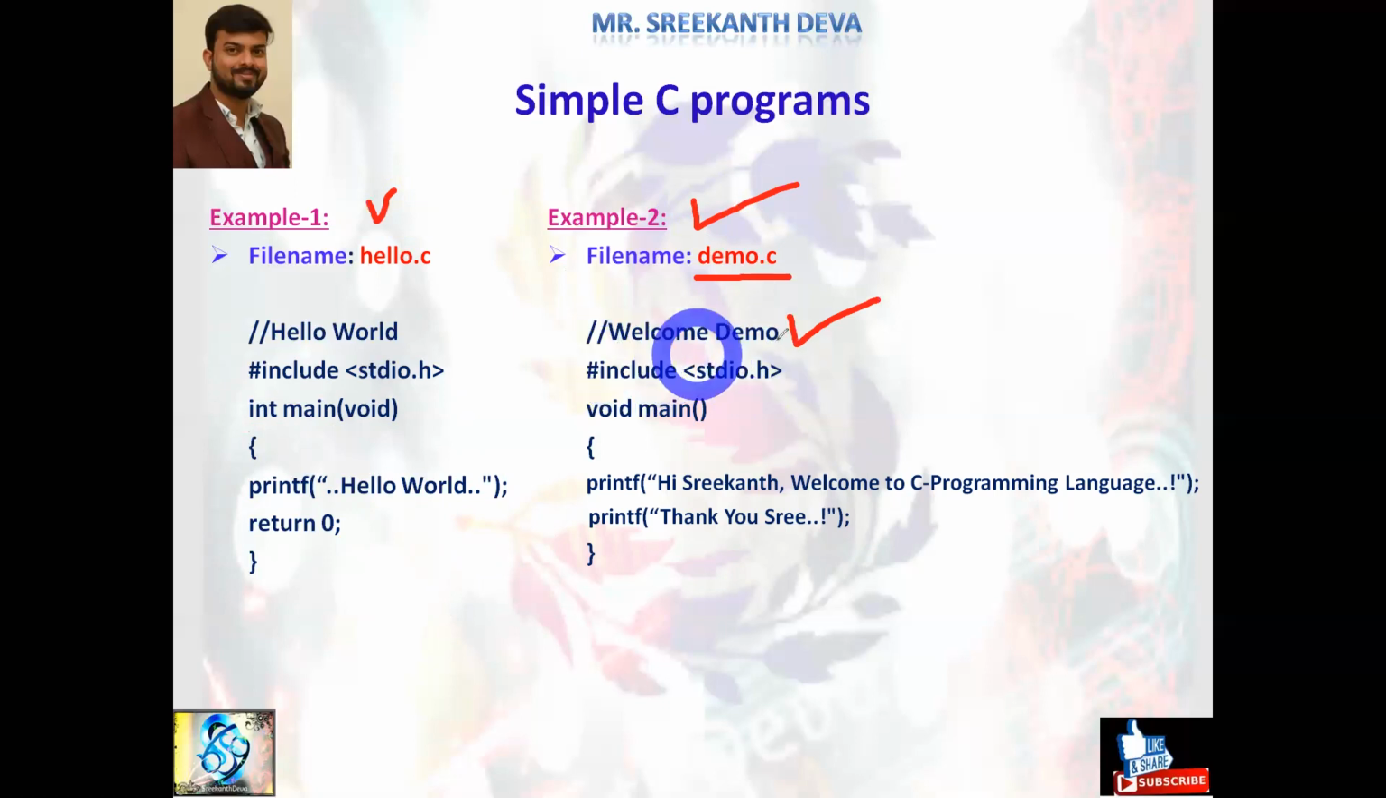I wrote here welcome demo. It indicates this program displays welcome information. Second, the linking section, like header information. This header information consists of what? Hash include, the preprocessor directive, include is a keyword. We are including the stdio.h header file, the standard input output header file. It consists of several input and output functions. I am using the printf function in my program at present.